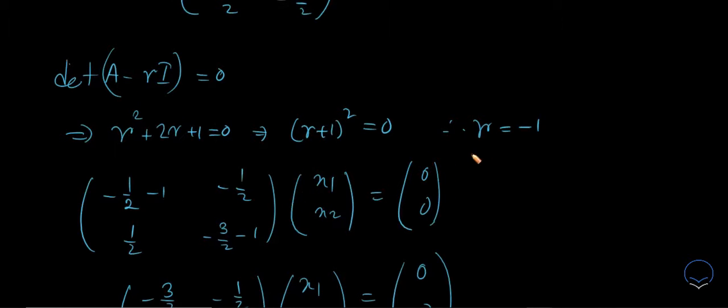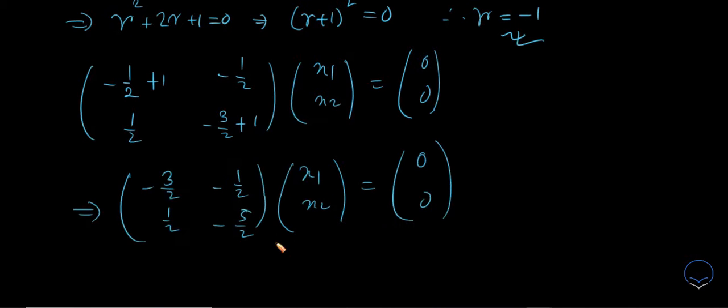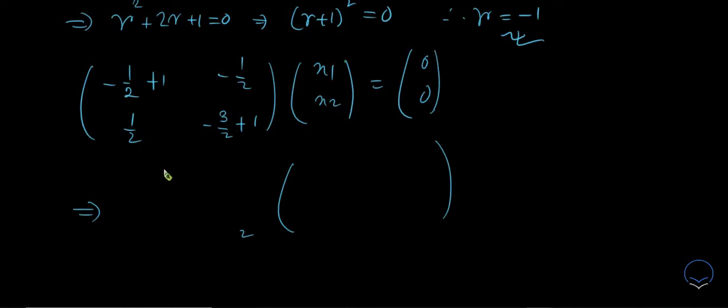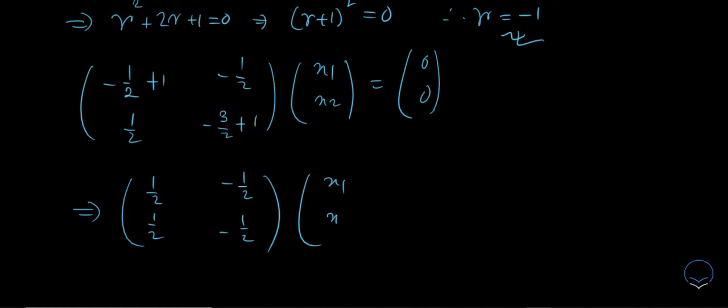Oh yes, I made a mistake, I'm sorry about that. Instead of minus 1 there should be a plus 1, because the eigenvalue itself is minus 1, so this should be plus 1. So again, minus 1/2 plus 1 is just 1/2. This will be 1/2, this will be minus 1/2, and this will be minus 1/2, and there is this x1 x2 equals 0 0.